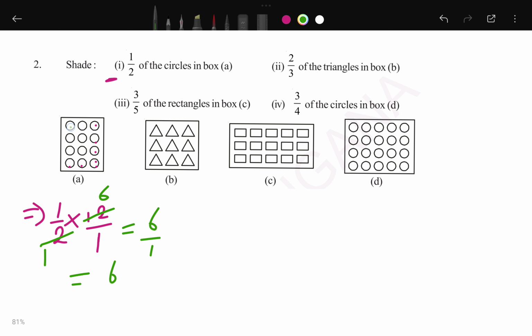We have to multiply 6 boxes. We have to color the 6 boxes. So 6 boxes, you can color this. Okay, 1 by 2 means 6 boxes directly we can color. Over. Our answer is over.